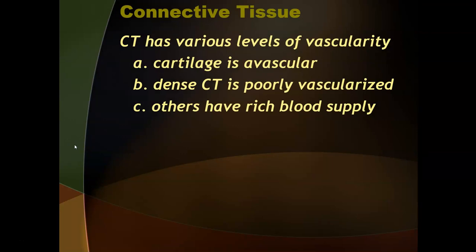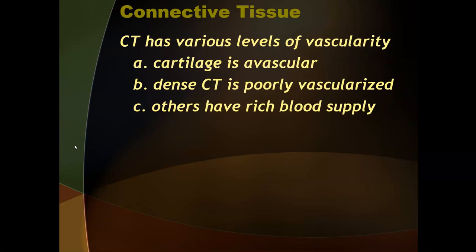Connective tissue has very diverse levels of vascularity. So cartilage, which we've somewhat talked about in Clinical Anatomy 1, the material that covers the end of bones at joints, especially in synovial joints, is avascular. It has no vascularity to it, and it's also aneural. So cartilage is avascular.